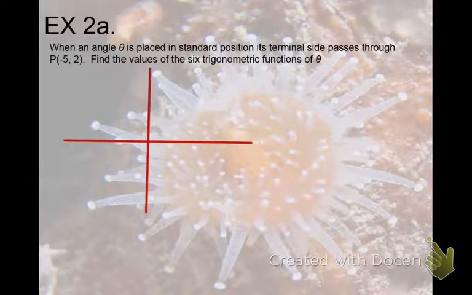Consider this next example. When you place an angle in standard position, we remember that its initial side will be on the positive x-axis, and the terminal side we will draw through approximately. We've gone 5 over, like that, and we've gone about 2 up. So what we want to know is the values of all 6 trig functions.